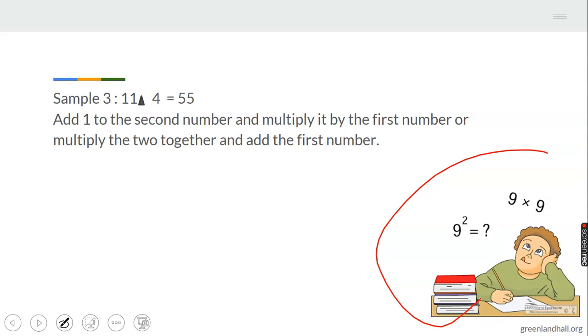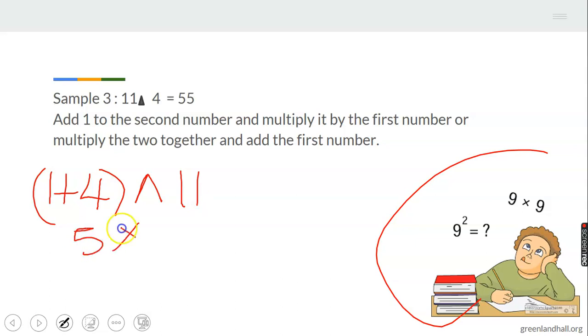Add 1 to the second number. So what's my second number? 4. 1 plus 4. Remember I have this and 11, isn't it? Yep. That's 5. Is that not so? Now we have 5. 5 times 11 will give me what? 55.